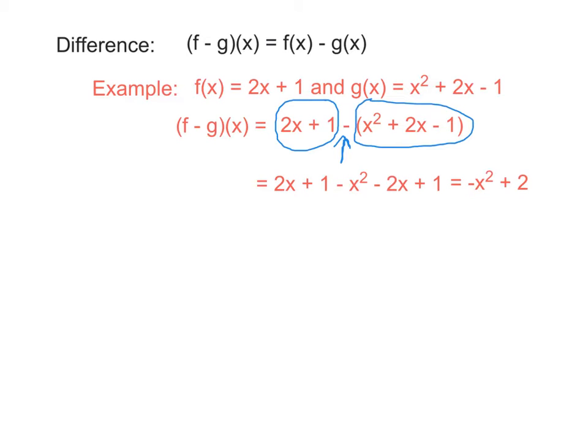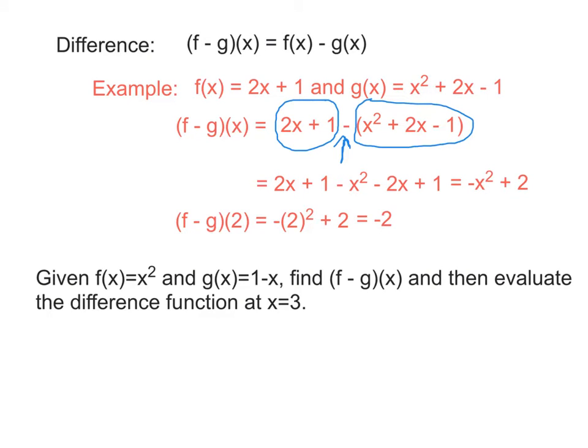Now we can do the same thing we did before and determine the value of the difference function for a particular value, in this case x equals 2. If I want to know what is f minus g of 2, I would plug in 2 for x, so I'd have minus 2 quantity squared plus 2, and our final result would be minus 2.